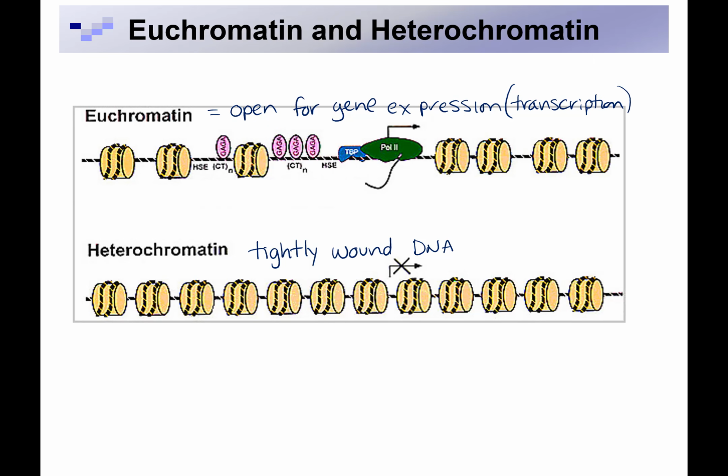And we symbolize transcription by a bent arrow, and you can see down here, a bent arrow with an X means no transcription, no gene expression.